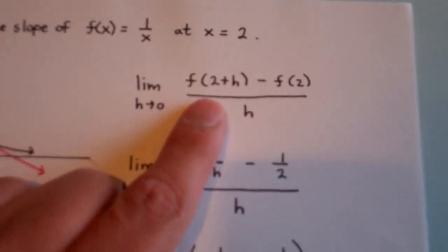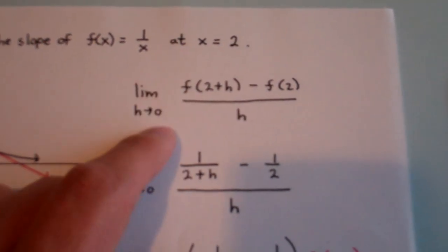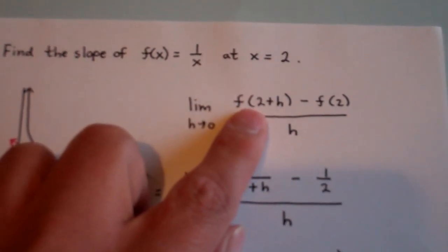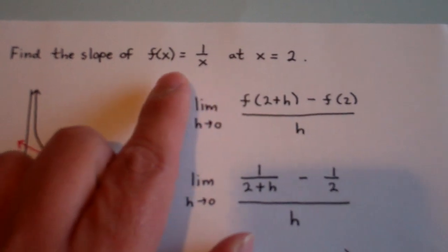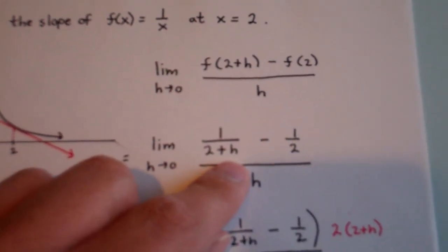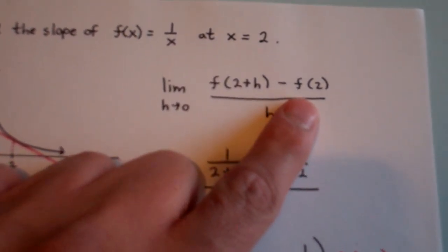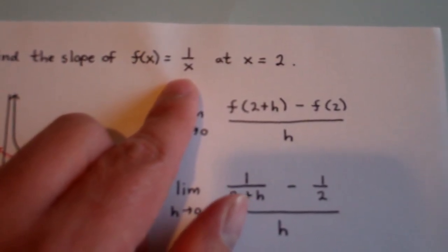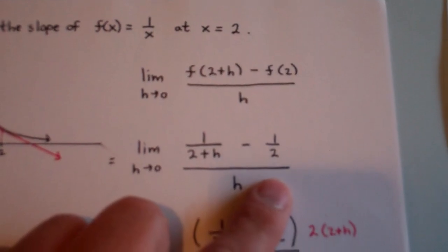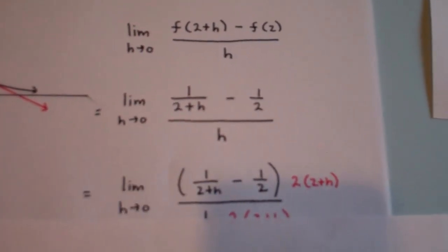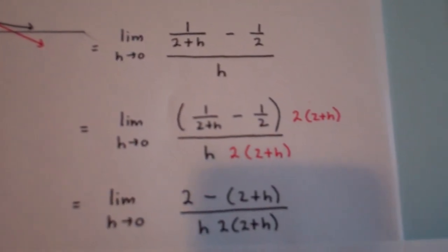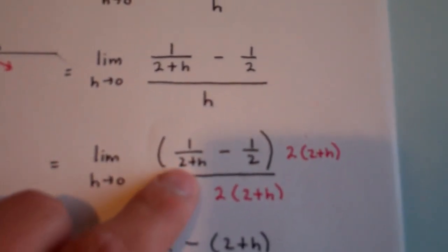Okay, so f of 2 plus h in this case, well, if f of x is 1 over x, f of 2 plus h is going to be 1 over 2 plus h. And then we subtract f of 2, which of course is going to be 1/2. And then, now the algebra gets a little tricky here. Got to remember how to do complex fractions.